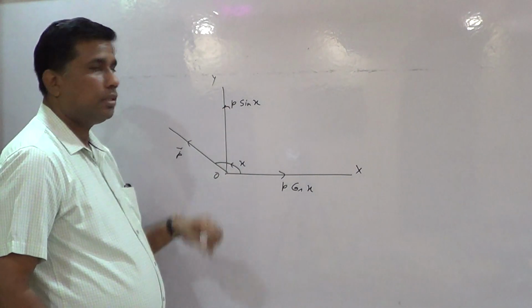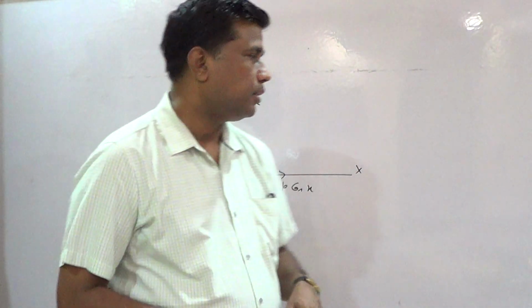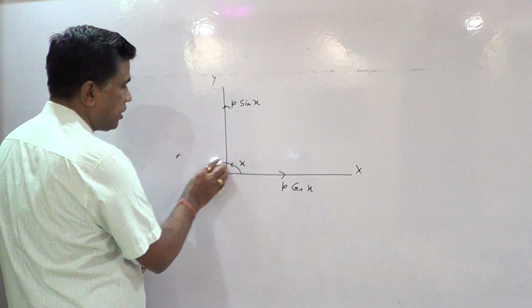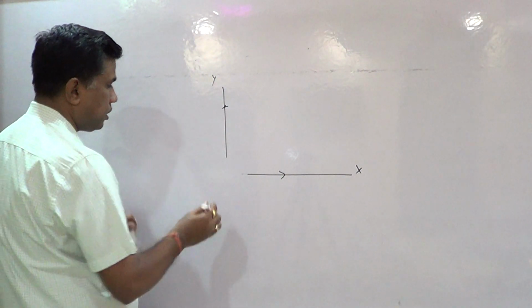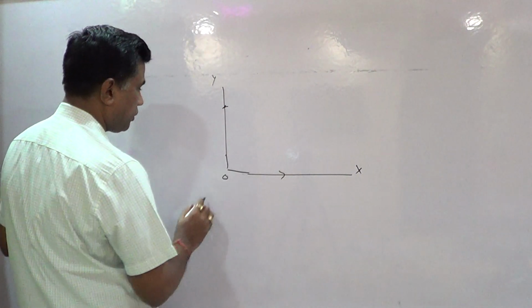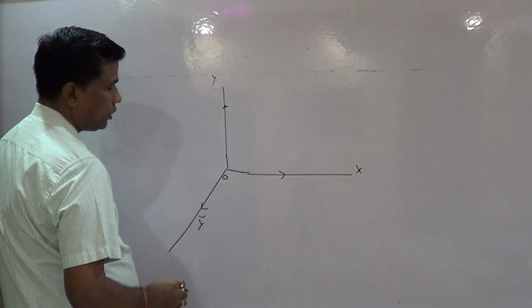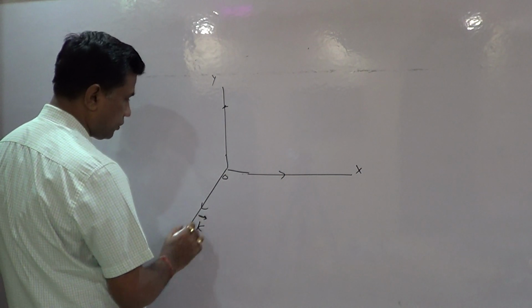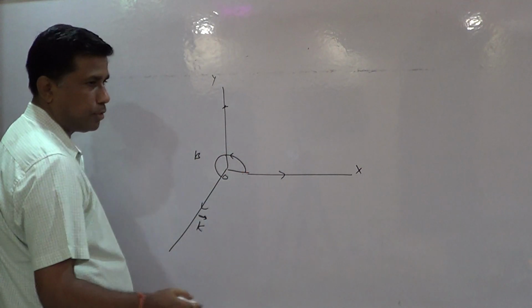So this is the way by which we can find component of a vector along two mutually perpendicular directions. I will take one more example. See, same x-axis, y-axis is given. This is again origin. Now there is a vector k, which is making some angle beta with x-axis.